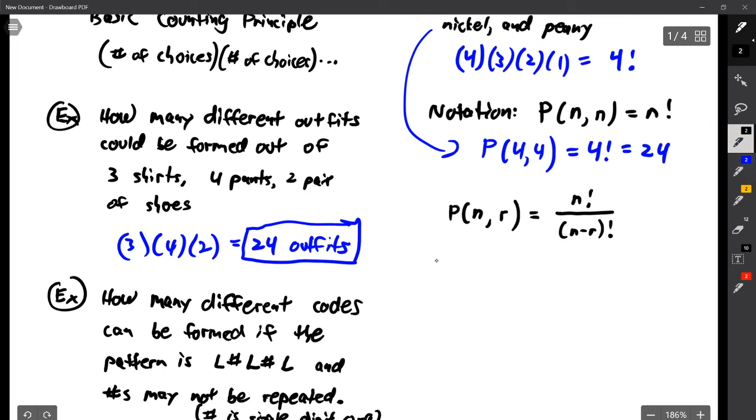So let's do an example with that. That would be like, out of 12 different cups, how many ways?